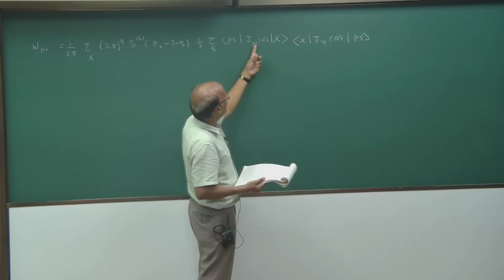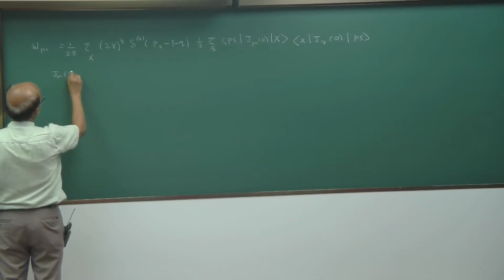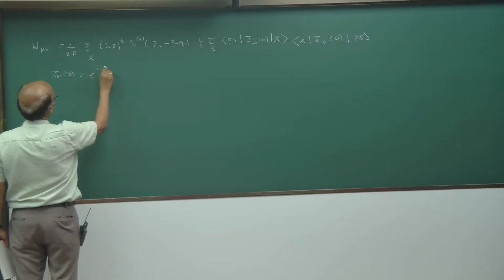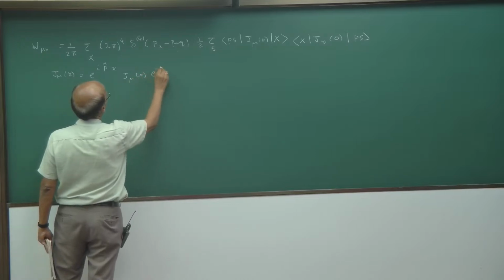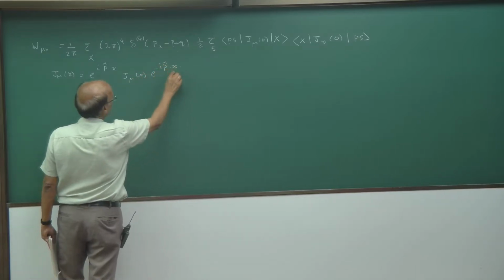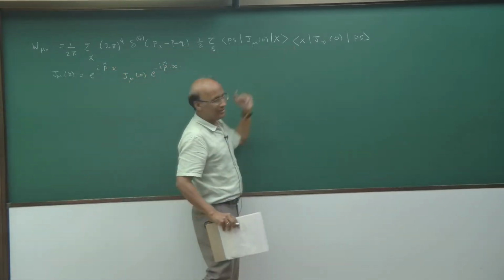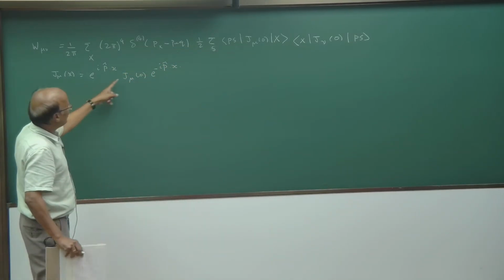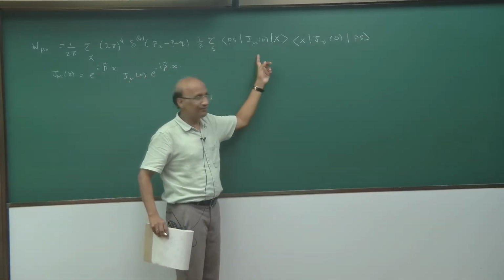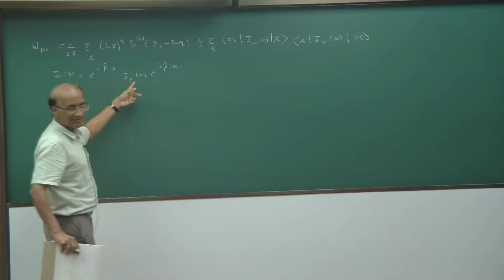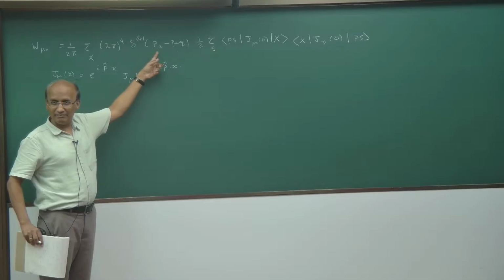Namely, you can always relate j at different space-time points using the operator e to the power i P dot x times j mu of 0 times e to the power minus i P dot x. This x is a position. All I'm going to do is replace j mu of 0, for example, by this. If I do this, then I can show that this P_X can be completely taken care of.